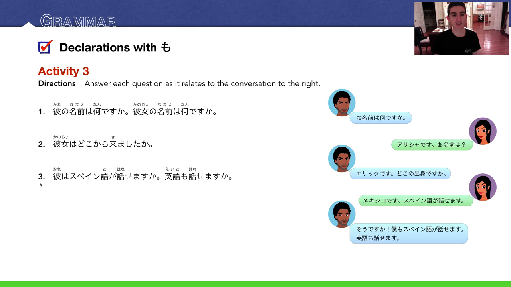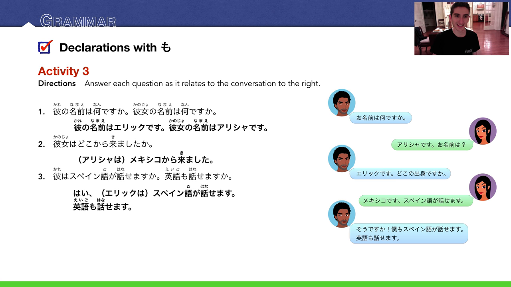Number three. 彼はスペイン語が話せますか?英語も話せますか? So does he, Eric, in this case, can he speak Spanish? Can he also speak English? Well, in the last speech bubble here, he says, 僕もスペイン語が話せます。I too can speak Spanish. So we would say, はい。エリックはスペイン語が話せます。And he also says 英語も話せます。So then we could just say 英語も話せます。And there are the answers in bold.